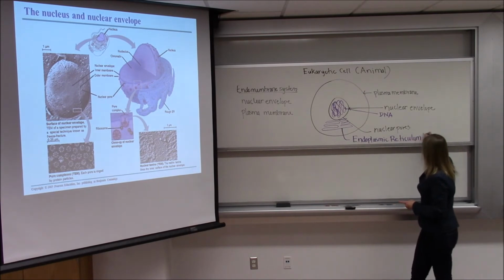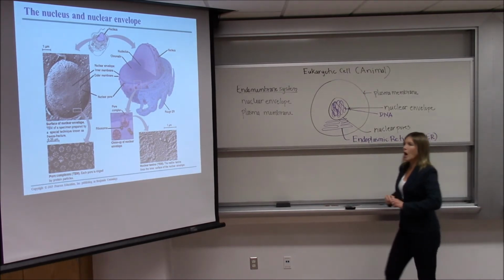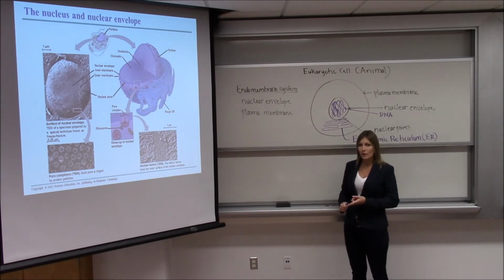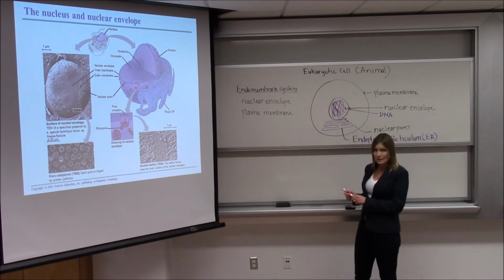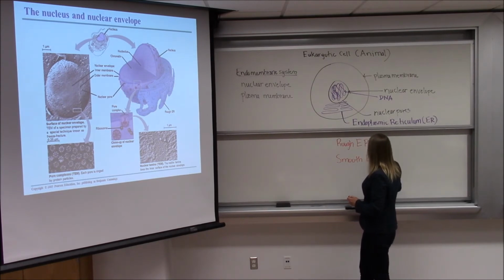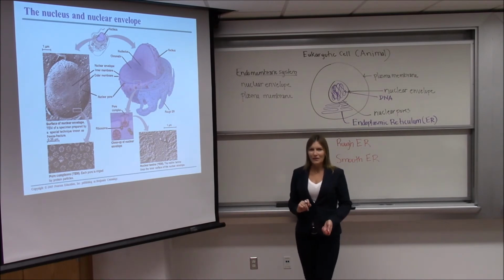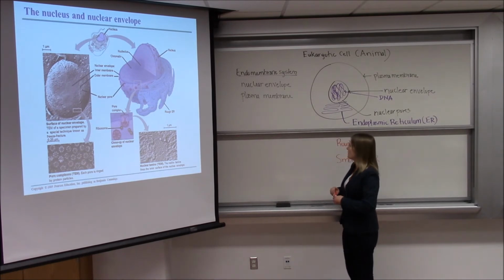ER for short. And there are going to be two types of endoplasmic reticulum, rough ER and smooth ER, or rough endoplasmic reticulum and smooth endoplasmic reticulum. And these two have very different functions. Let's start by talking about rough ER. And in order to understand the job of rough ER, we need to understand a little bit more about ribosomes, because the two are going to be connected.